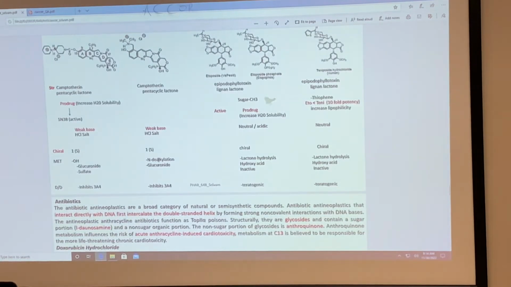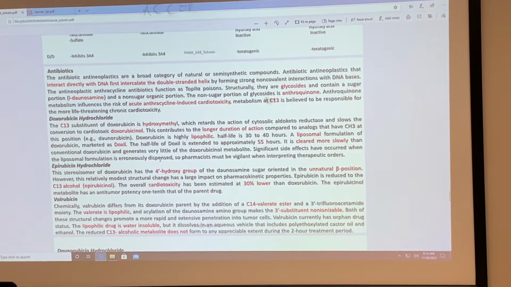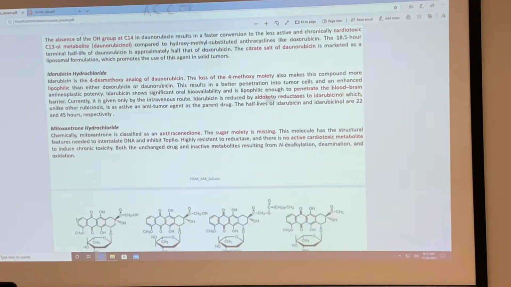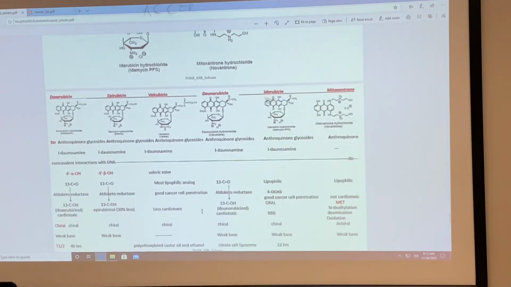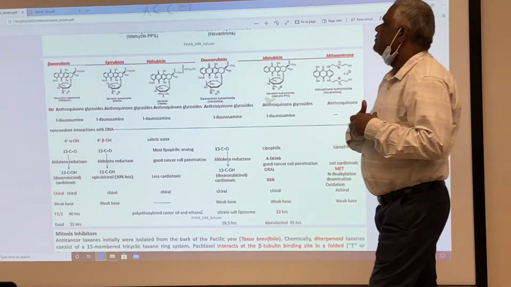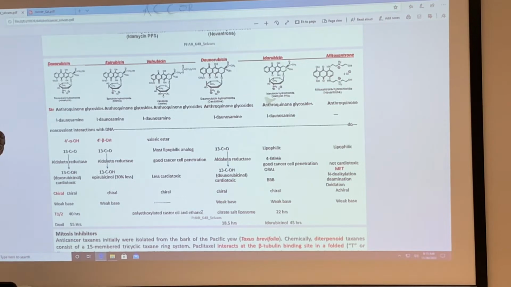So the next class is called antibiotics. Among the antibiotics, we have doxorubicin, epirubicin, valrubicin, daunorubicin, idarubicin and mitoxantrone. Those are the structures for the antibiotics. So those all are summarized here. These are antibiotics used for cancer treatment.